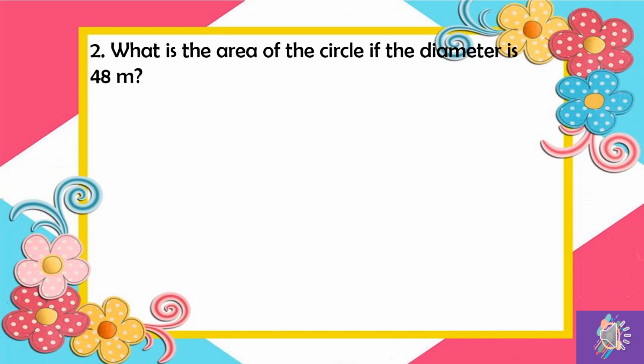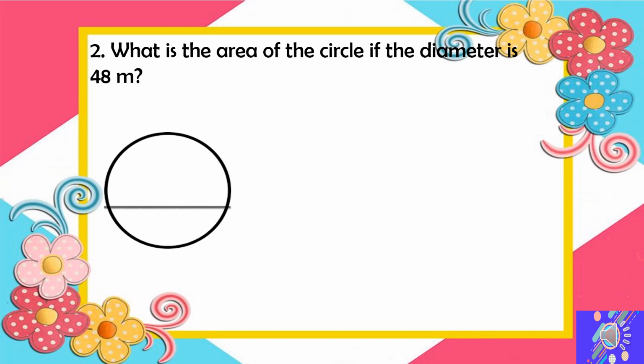And for number 2, what is the area of the circle if the diameter is 48 meters? So the given is diameter. So this is the area of the circle rather. The diameter is 48 meters. So we will get first the radius. As I've said, the radius is half of the diameter. So 24 ang ating radius.